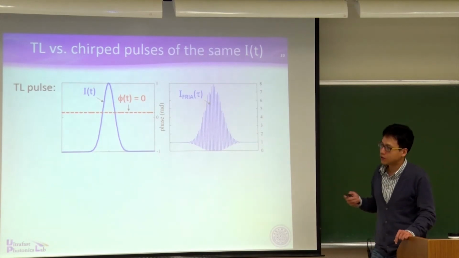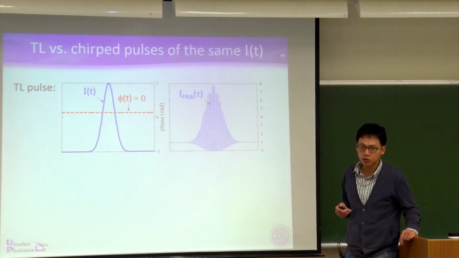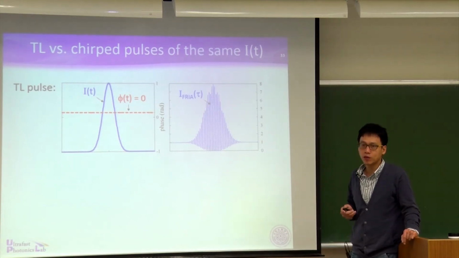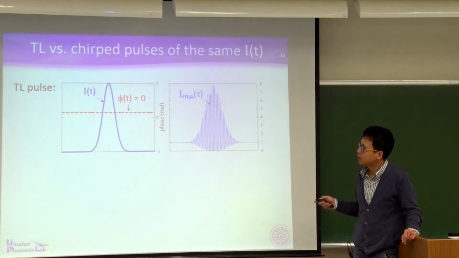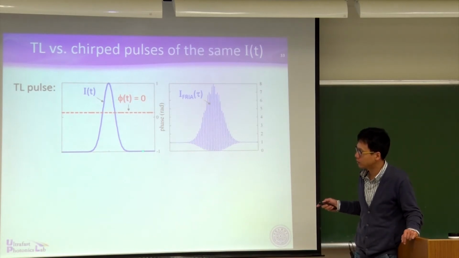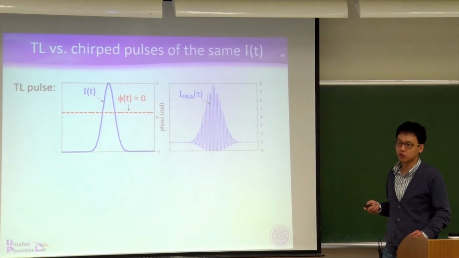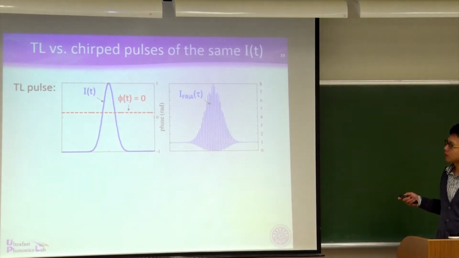This slide shows something interesting. I try to compare the autocorrelation traces due to a transform limited pulse and the chirped pulses, but they share the same intensity profile, I of t. So if the input pulse is a transform limited pulse, you have maybe a Gaussian shape, the blue curve, and your phase is a constant phase, phi of t equals 0. So this is the signature of a transform limited pulse.